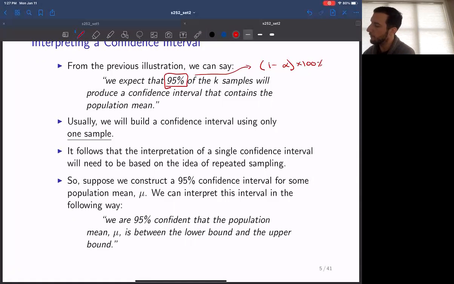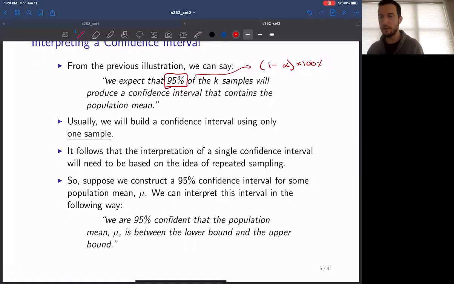Okay, so if we construct a 95% interval for the population mean, and we're only using one interval based off of one sample, our typical interpretation of that interval will be something like we are 95% confident that the population mean is between the lower bound and the upper bound. This is the generic interpretation for a CI, the expression that's given at the end of slide 5 here. And again, this is because of that idea of repeated sampling.